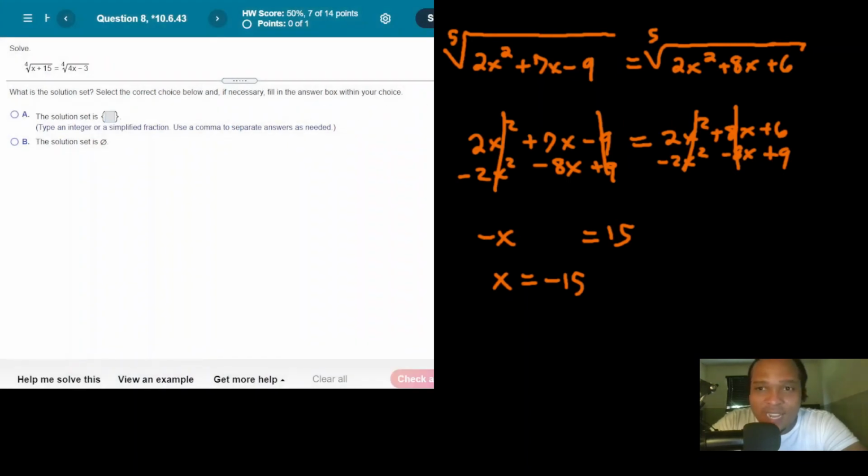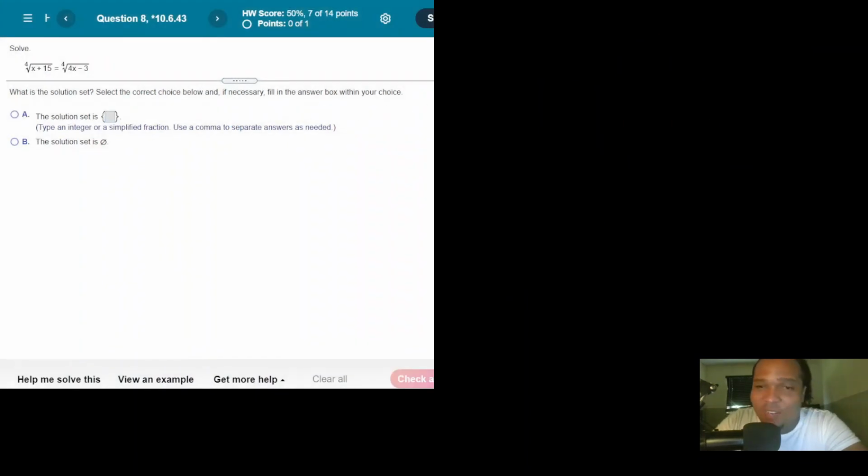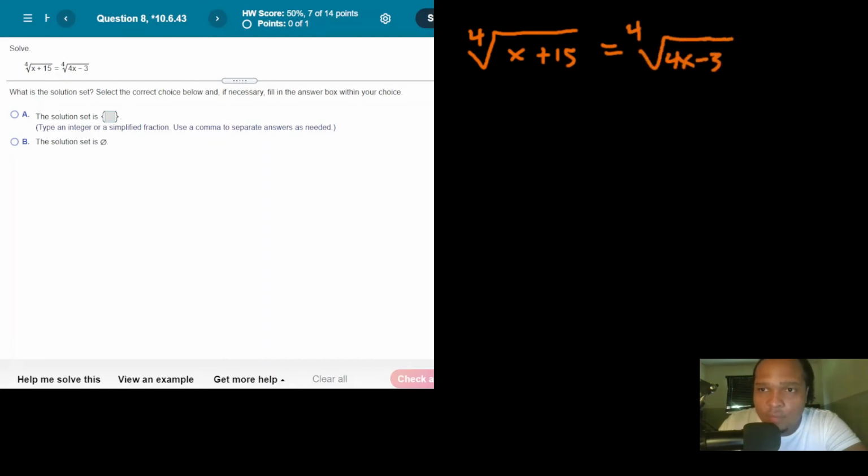Okay, so next, same deal. You're going to want a lot of these on your exam or your quiz or whatever you're doing. All right, so we have the 4th root of x plus 15 is equal to the 4th root of 4x minus 3. Let's take the 4th power of both sides. So we have x plus 15 is equal to 4x minus 3.